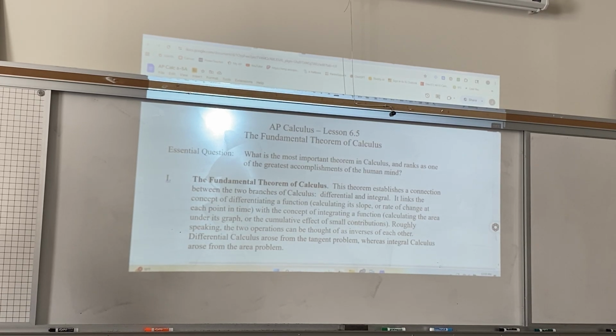This theorem establishes a connection between the two branches of calculus, taking derivatives and taking integrals. It's going to link the two. The concept of differentiating a function, which remember is calculating the slope of a curve or rate of change at a particular point on a curve, on a function. And the concept of integrating a function, calculating the area under its graph to the x-axis, or the cumulative effect of small contributions along the way.